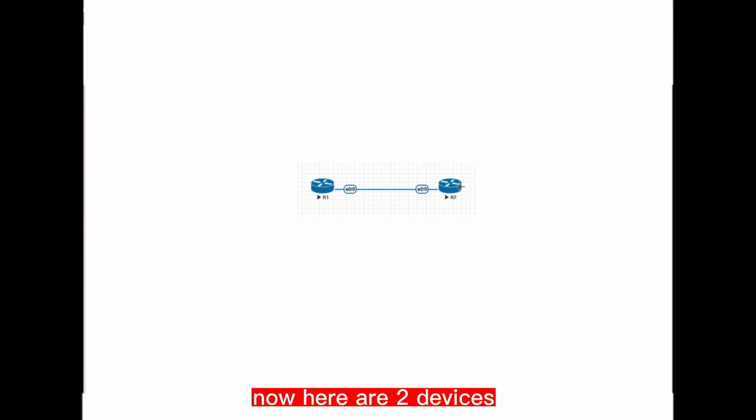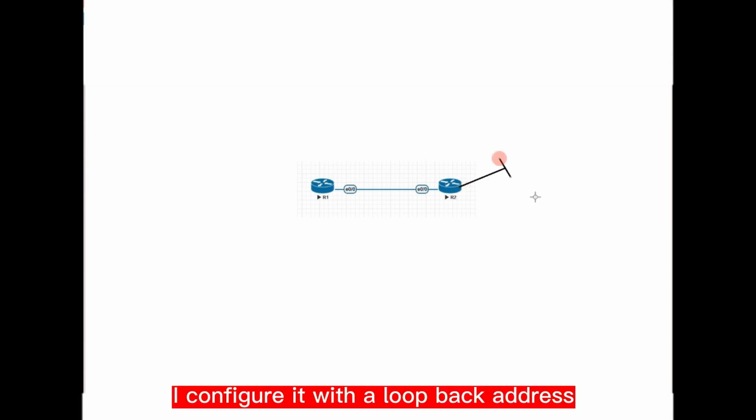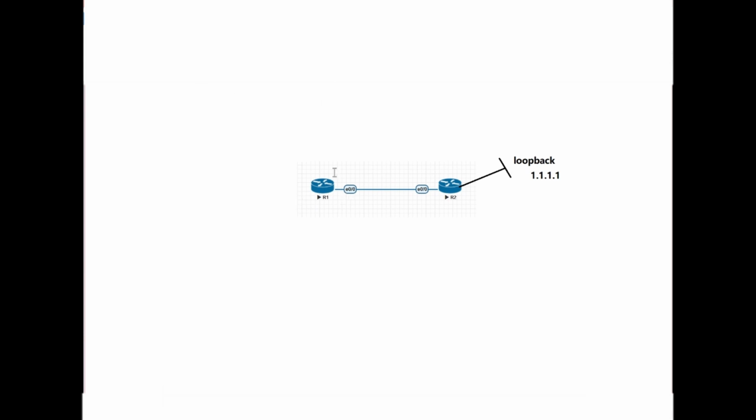Now here are two devices. For the right end, I configure it with a loopback address. Can simulate a network segment behind. Plan the address.